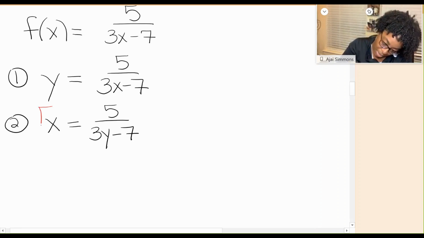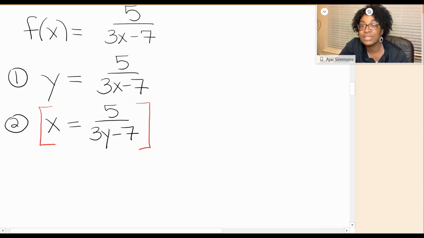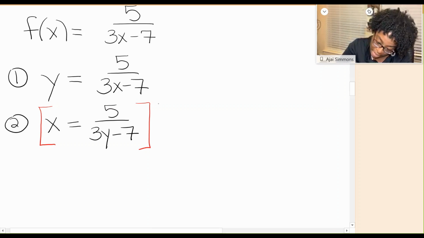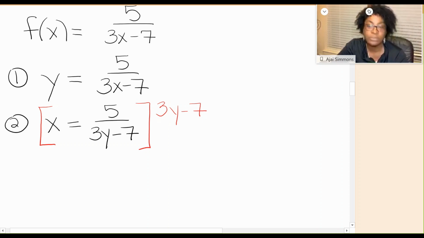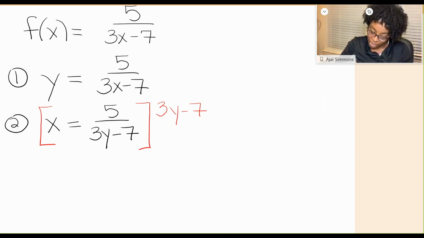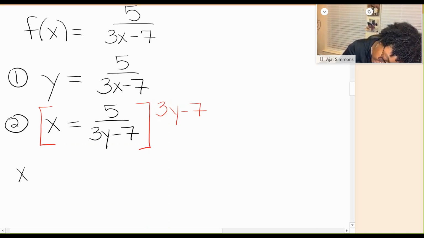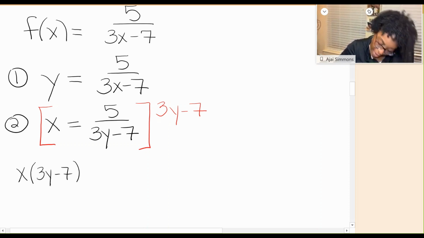If you remember in previous lessons that we've done, if we want to get rid of the fraction, we will multiply by the LCD. The LCD in this case will be 3y minus 7. And you have to multiply both sides, because notice I put brackets around the whole thing, right? So if I multiply x times 3y minus 7, I'll have to distribute there, right?